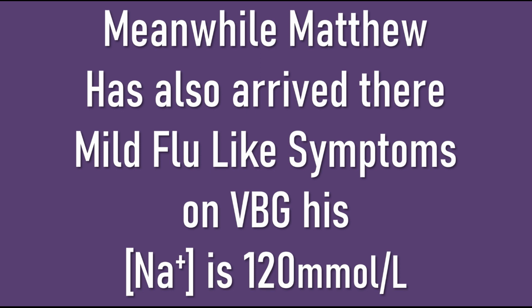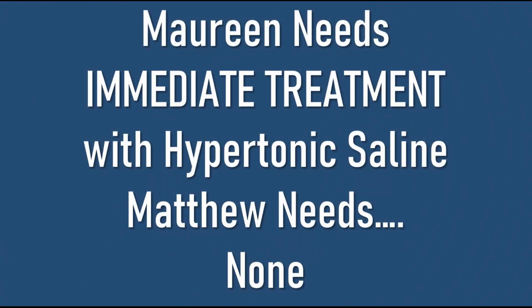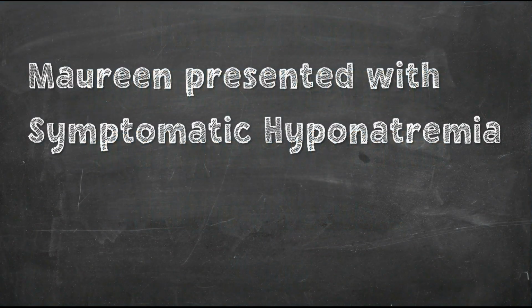So we have Maureen with a sodium of 120, and we have Matthew with a sodium of 120. And here's the thing. Maureen needs immediate treatment with hypertonic saline. Matthew needs none. All you need to do with him is do some blood tests and restrict fluid and figure out what's going on. So Maureen has presented with what we call symptomatic hyponatremia. Let's try and understand the problem.